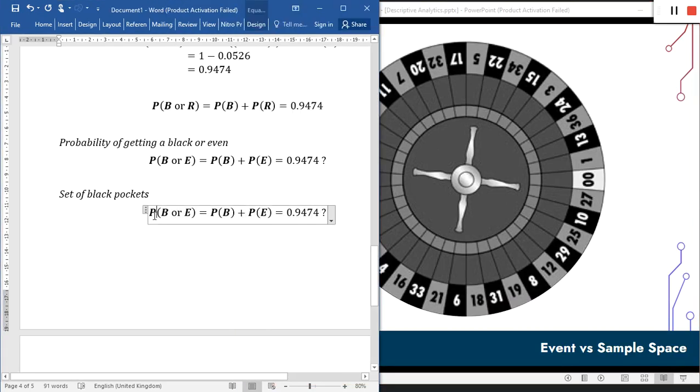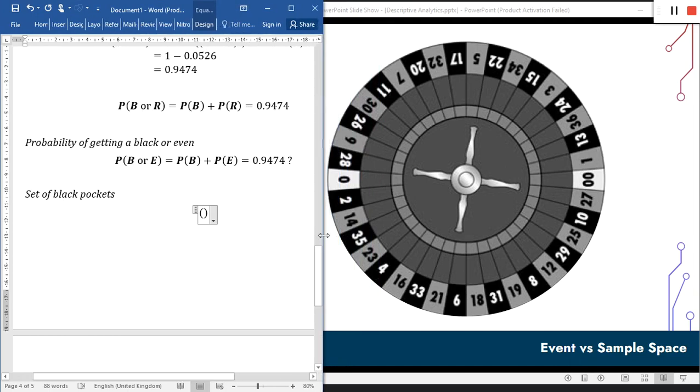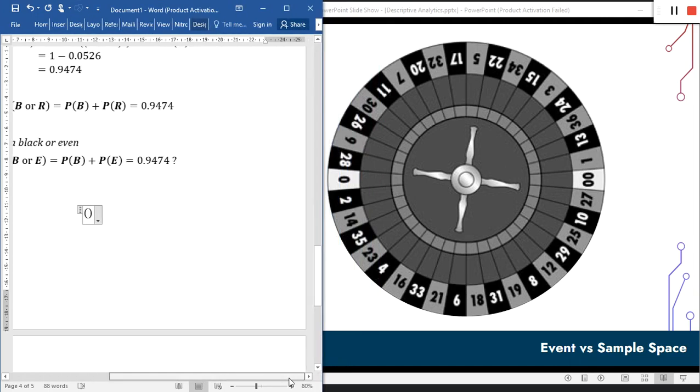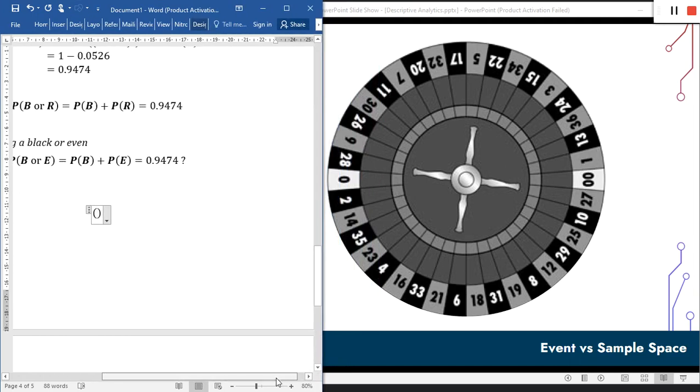So set of all black pockets. We'll be looking at all the pockets that are black. So let's bring out all the numbers where you have black pockets. Just to make it easy for me to pull out those numbers, I want someone to read out the numbers you have on the roulette wheel that are black. Just read out all the numbers, whether it is odd or even. Let's go.